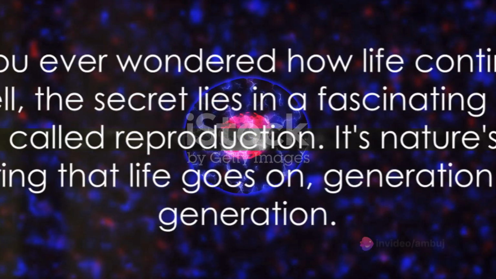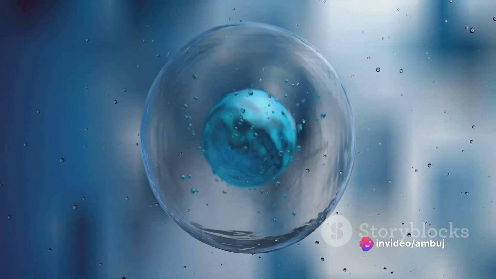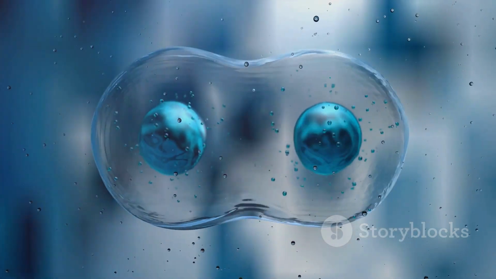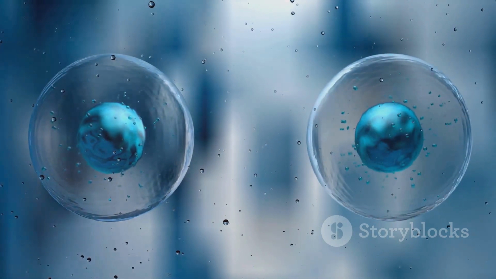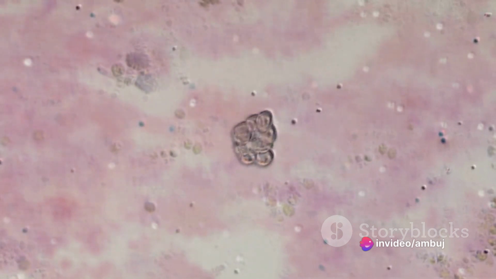Have you ever wondered how life continues on Earth? Well, the secret lies in a fascinating biological process called reproduction. It's nature's way of ensuring that life goes on, generation after generation. There are two main types of reproduction: asexual and sexual.